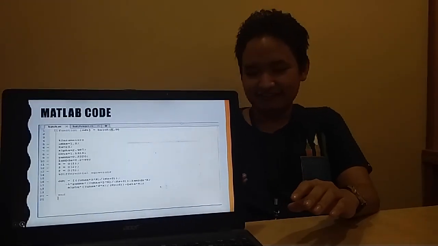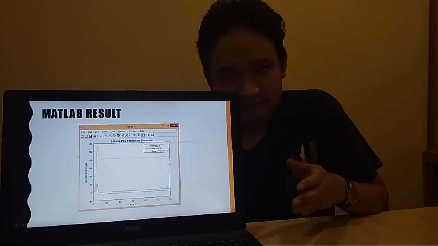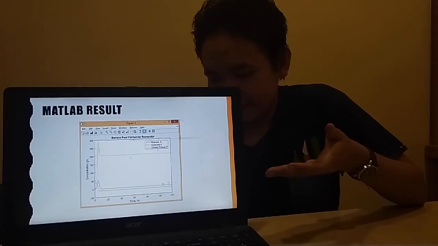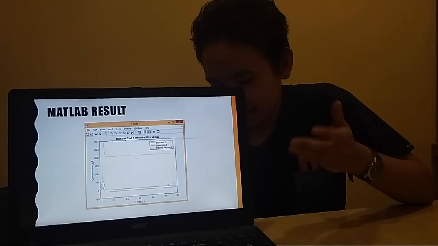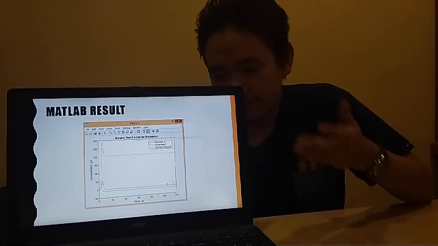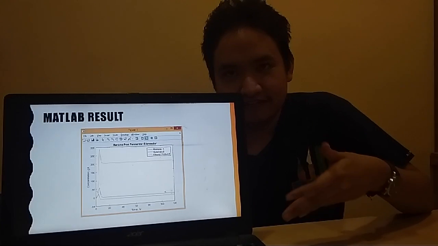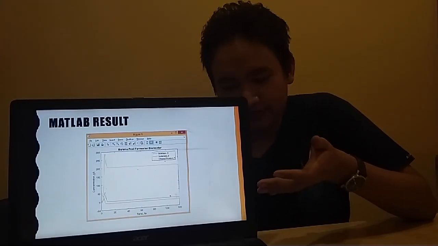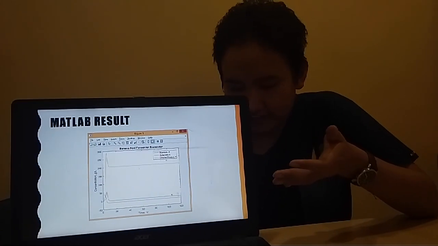For the MATLAB result, this is the figure. We can see that at time 20 hours, all the parameters reach a constant value. And then the product produced is around 200 grams per liter.